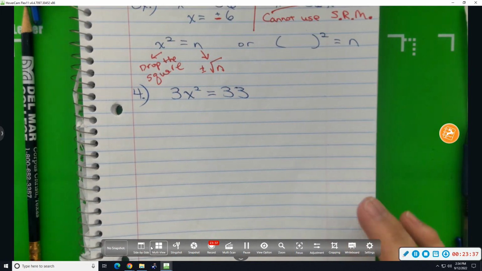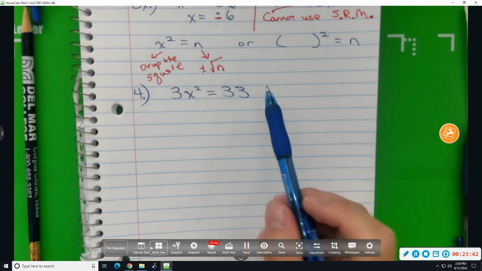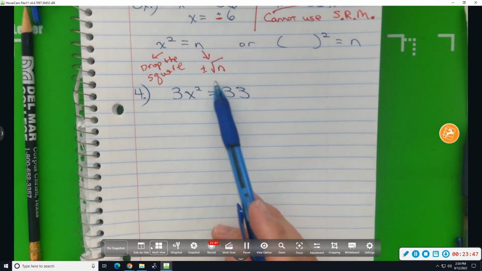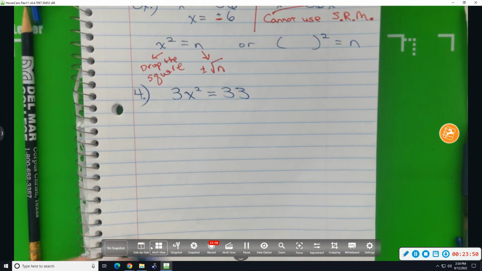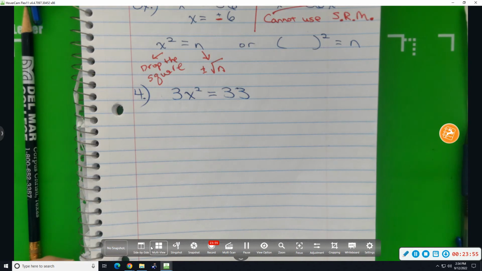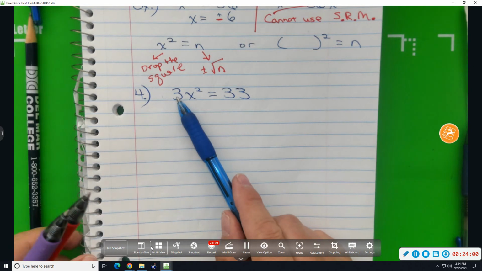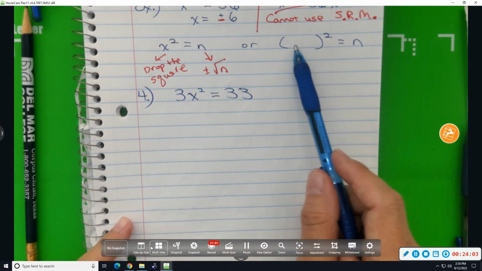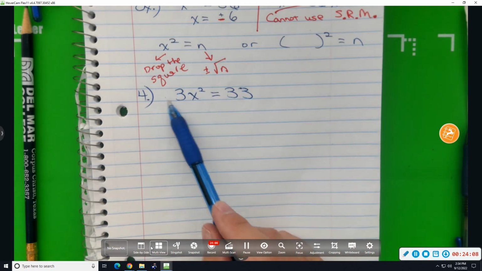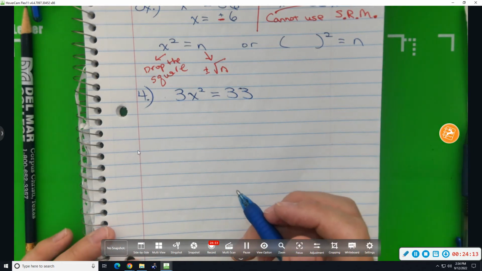Well, when I look at this problem here, I see, oh good, I just have a number by itself over here, so hopefully I can use the square root method. But I have a question. What's being squared here on the left side? I guess the real question is, is this 3 being squared? No. If I wanted that 3 to be squared, it would have to be enclosed in parentheses. The 3 is not being squared, so I have to get rid of that 3. 3 times x squared. What could I do to get rid of that 3 in front of the x squared?